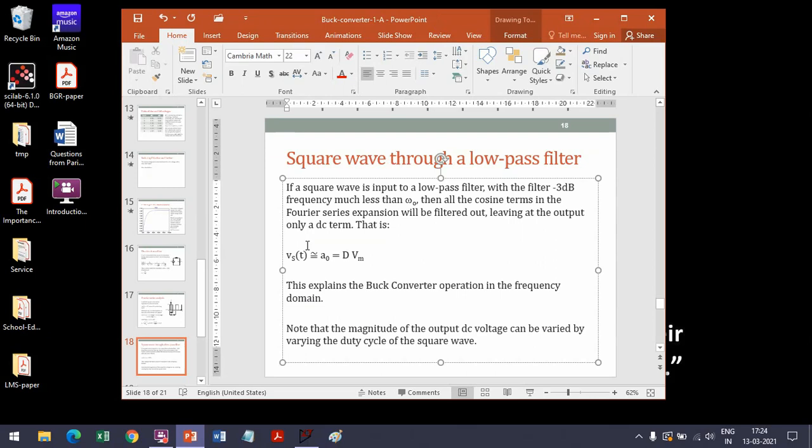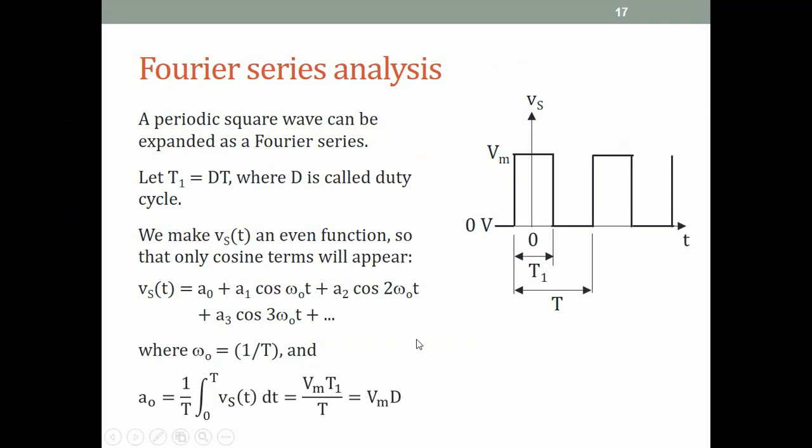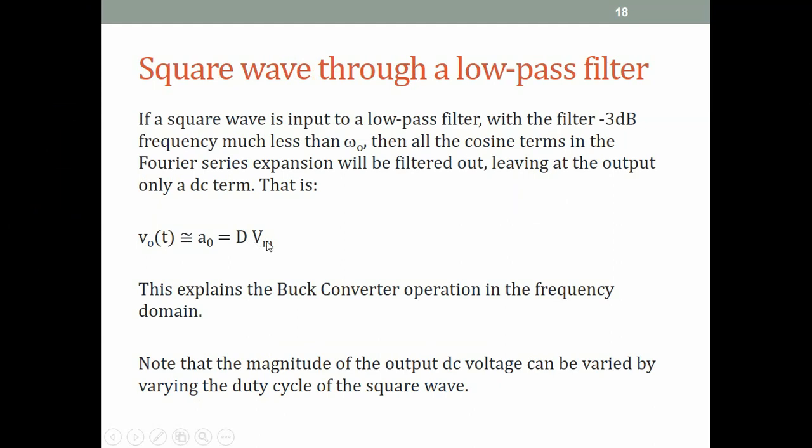The output is approximately equal to A0. All the other components are filtered out and their magnitudes have become negligibly small, and therefore at the output we get A0, and how much is A0? As we just saw, A0 is Vm into D into Vm. So the output therefore is a DC voltage, because all the AC components have been filtered out. So this is an explanation of our circuit in the frequency domain.